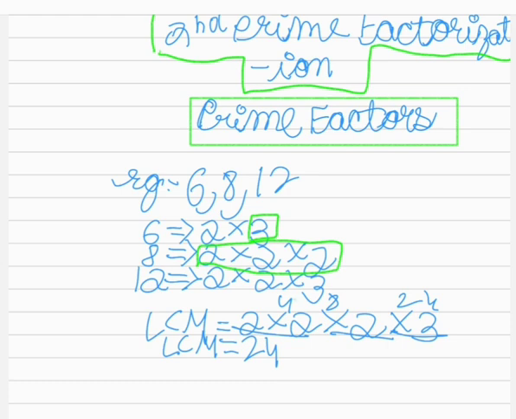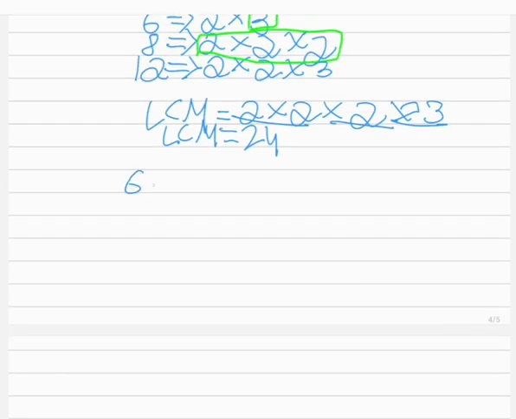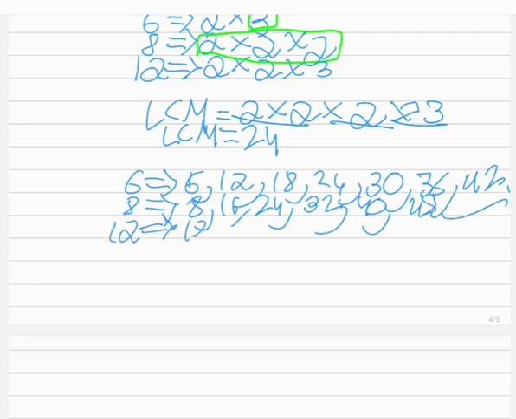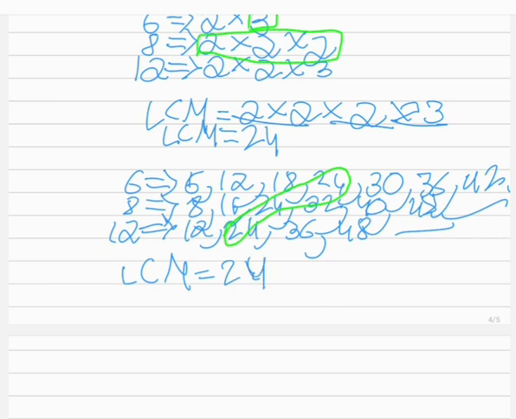So our LCM would be 24, and it's correct if you check with a different method, the listing method. In the listing method, first we list the multiples. 6, 12, 18, 24, 30, 36, 42. And of 8: 8, 16, 24, 32, 40, 48. And then of 12: 12, 24, 36, 48. So see, the common multiple is 24 and the lowest multiple is also 24. So our LCM would be 24 there also. So our answer is correct.